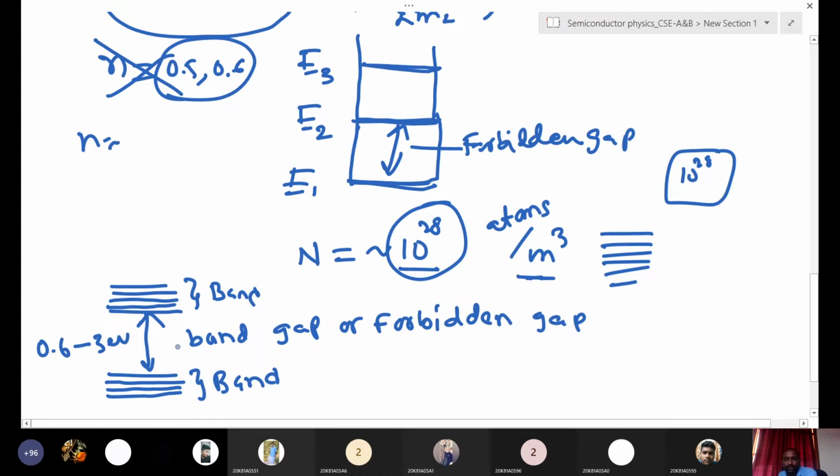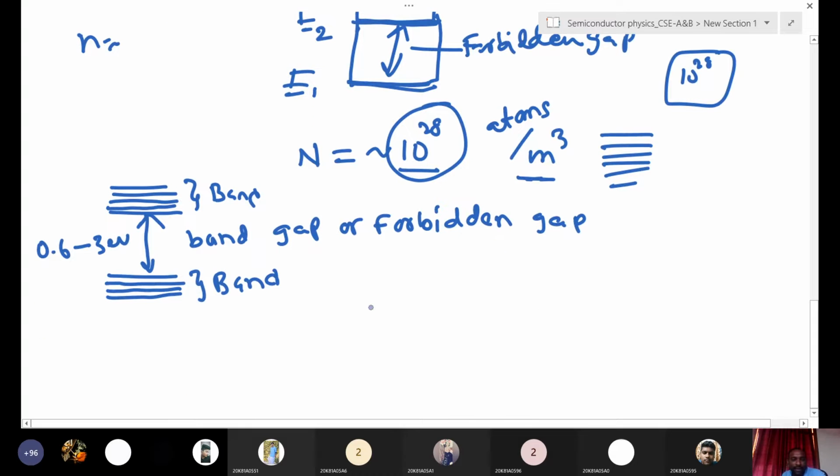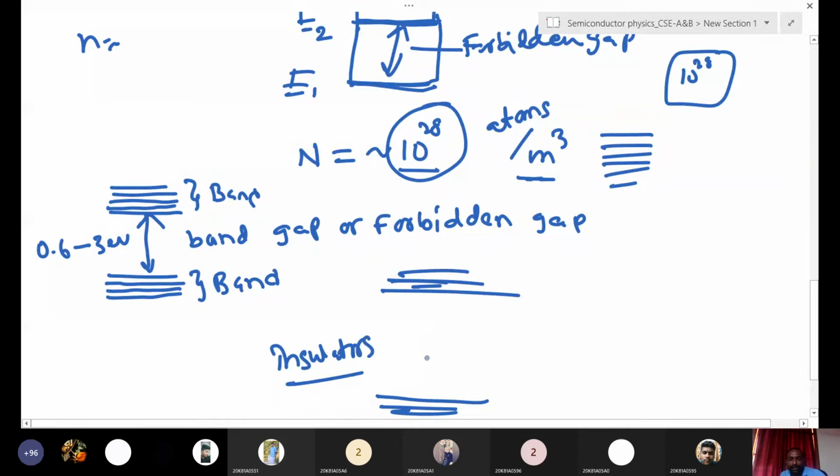If you take insulators, this band gap will be very high. This is one band and this is another band, separated by a very large distance for insulators. In the case of insulators, the band gap is very high. For semiconductors, it is in some range. So in semiconductors, we call this the valence band.